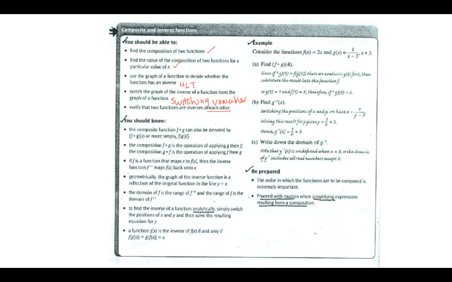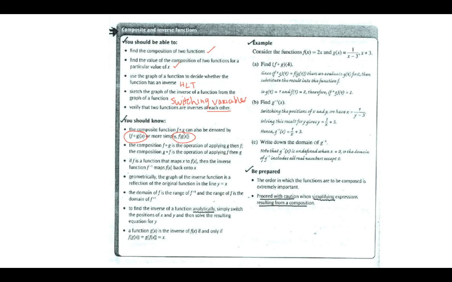So these are the things you should be able to do. What facts should you know? The composition function f of g can be denoted either one of these two ways, right? That's why we've been exposing you to multiple ones. The composition f of g is the operation of applying g and then f, starting from the inside, and g of f is the operation of applying f and then g. If f is a function that maps x to f of x, then the inverse function f inverse maps f of x back onto x, right?